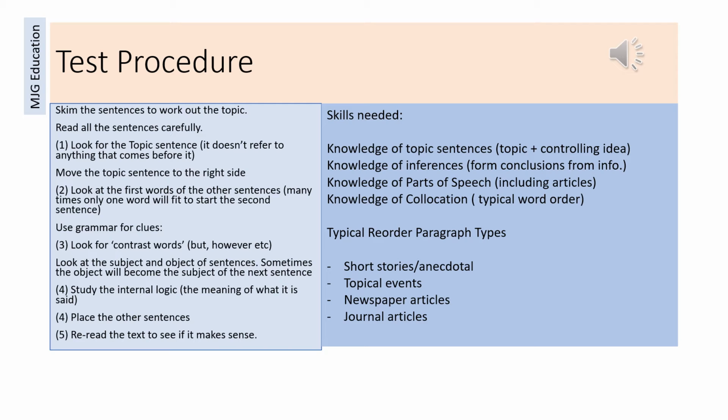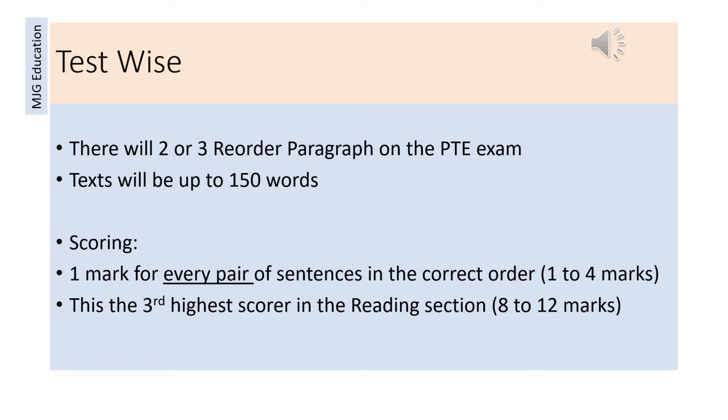So reading a lot is always very helpful. A few things you should know before you go in and try Reorder Paragraph. You're only going to get 2 or 3 of these on the PTE exam. The total marks are going to be between 8 and 12. That's it. The big scores in reading are reading and writing fill in the blanks, and fill in the blanks. Those 2 are the big ones. This is number 3 on the list.